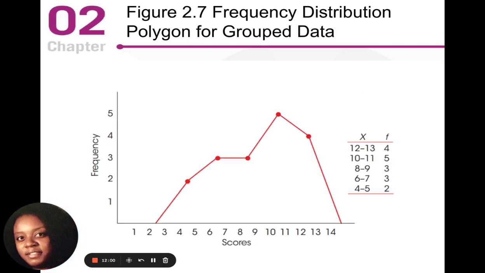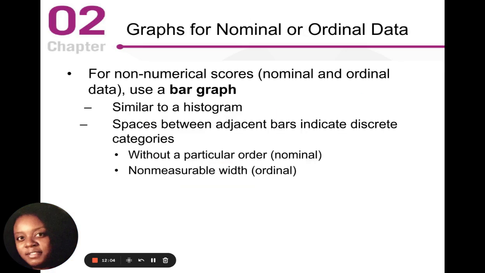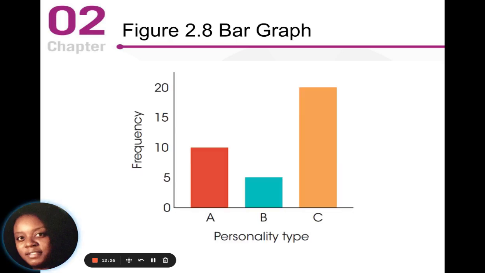Here's a polygon for group data. When it comes to graphing nominal or ordinal data, for non-numerical scores, you're going to use a bar graph, which is similar to a histogram, but shows spaces between adjacent bars that indicate discrete categories without a particular order, which is nominal, or non-measurable width, which is ordinal. So here's an example of a bar graph.